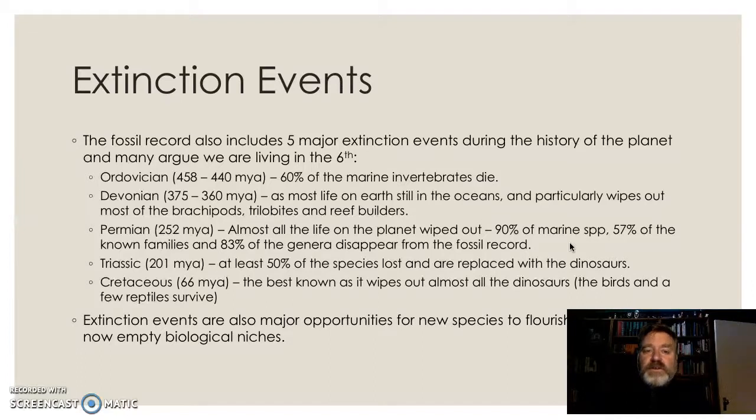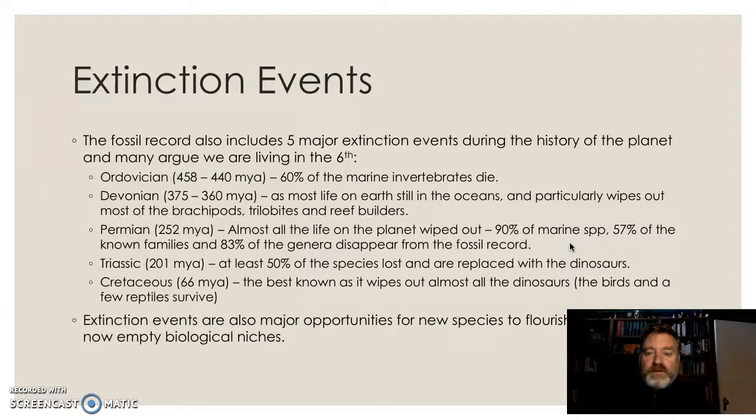So there's an Ordovician extinction, where 60% of the marine invertebrates die. So most life at this point in time is in the oceans. So I think all life is in the ocean. So 60% of it was lost. Then in the Devonian, most life on Earth is still in the oceans. There's stuff on land now, but this wipes out some of those really classic fossil formers, the reef builders, the trilobites, the brachiopods that we see very commonly in fossils.